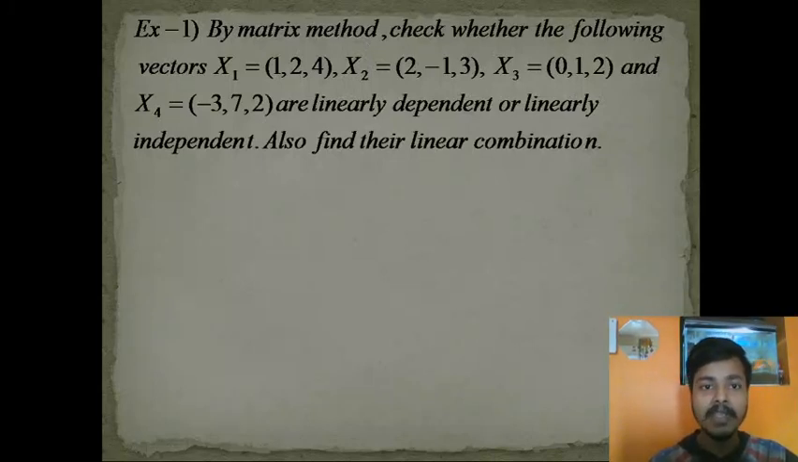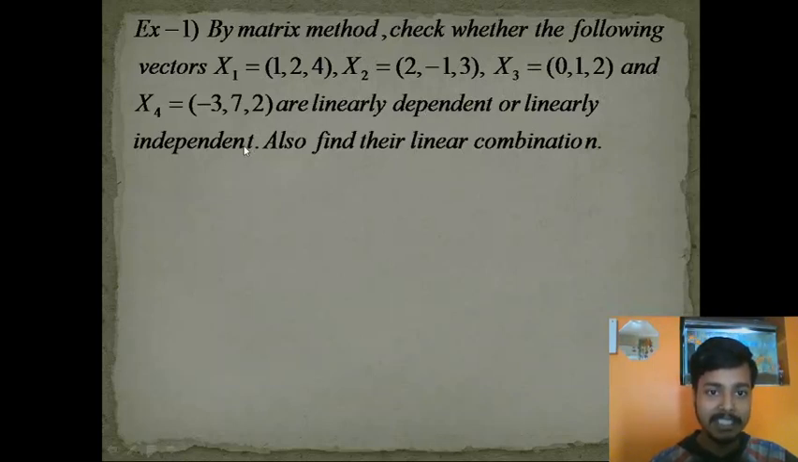Okay. So example number 1 says, by matrix method check whether the following vectors x1 = (1, 2, 4), x2 = (2, -1, 3), x3 = (0, 1, 2), and x4 = (-3, 7, 2) are linearly dependent or linearly independent.